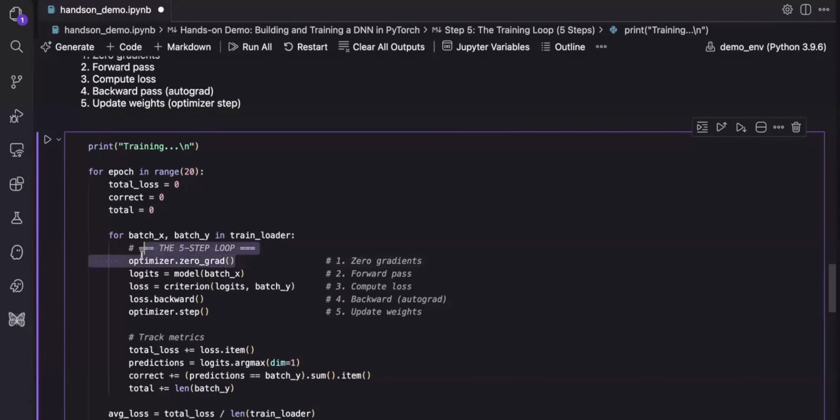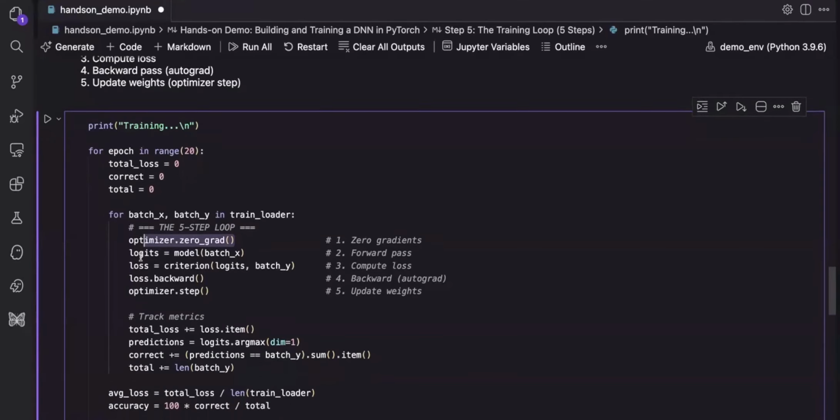Then we have this optimizer.zero_grad, which clears the gradient from the previous step. This must be the first line in every training step, every single time. If you forget it, gradients from the last batch accumulate on top of the current batch's gradients, and your updates become completely meaningless. This is the number one bug beginners hit. So you have to put it first every time, and there is no exception.